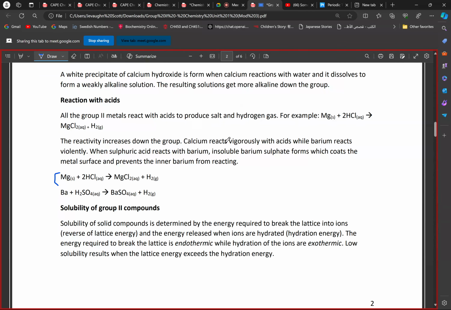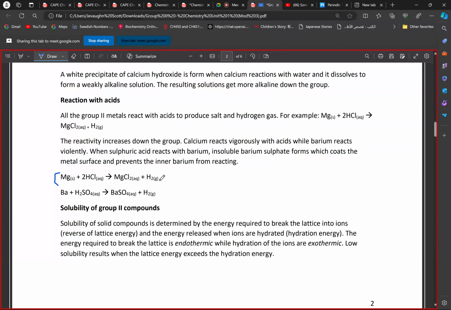Okay, so calcium reacts more vigorously with acids, while barium reacts violently. So we're looking at stuff like that. With sulfuric acid reacting with barium, insoluble barium sulfate forms, which coats the metal and then prevents it from reacting. So we have stuff like that happening.